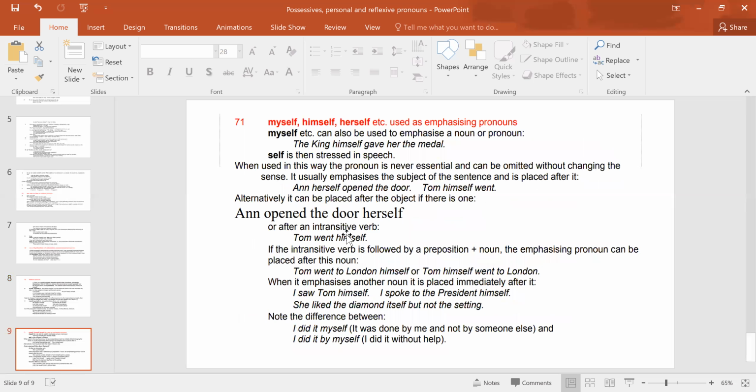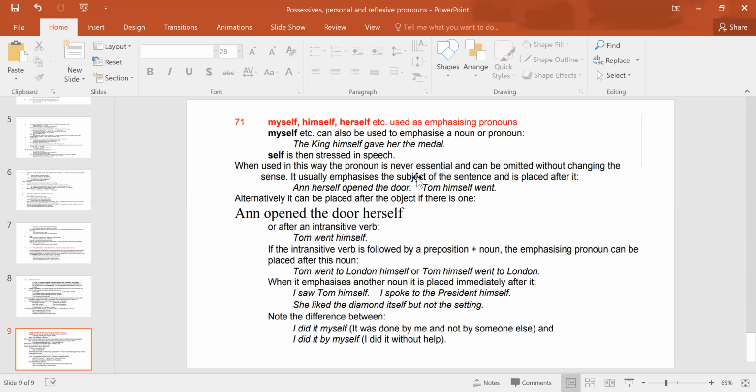In the next slide, we have some more examples on reflexive pronouns. Myself, himself, herself, etc. can be used as emphasizing pronouns. They can also be used to emphasize a noun or pronoun. For example, the king himself gave her the medal. Here "himself" emphasizes our noun, the king. "Self" is then stressed in speech. So when you speak it, you put a stress on "self."